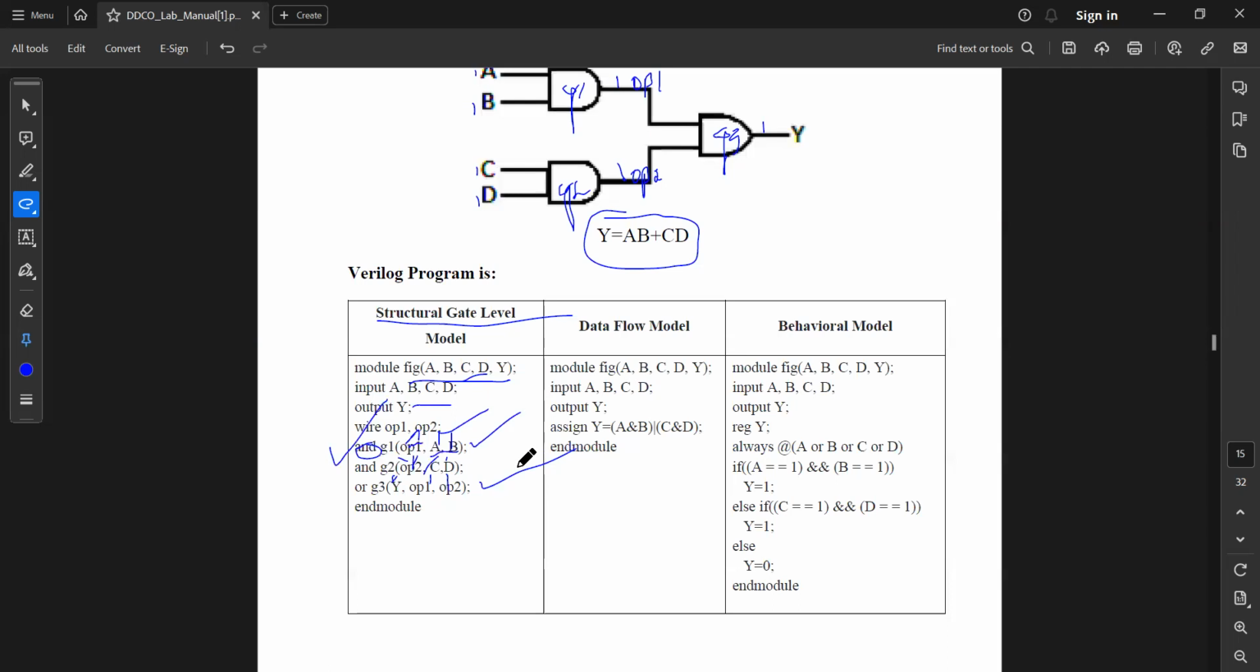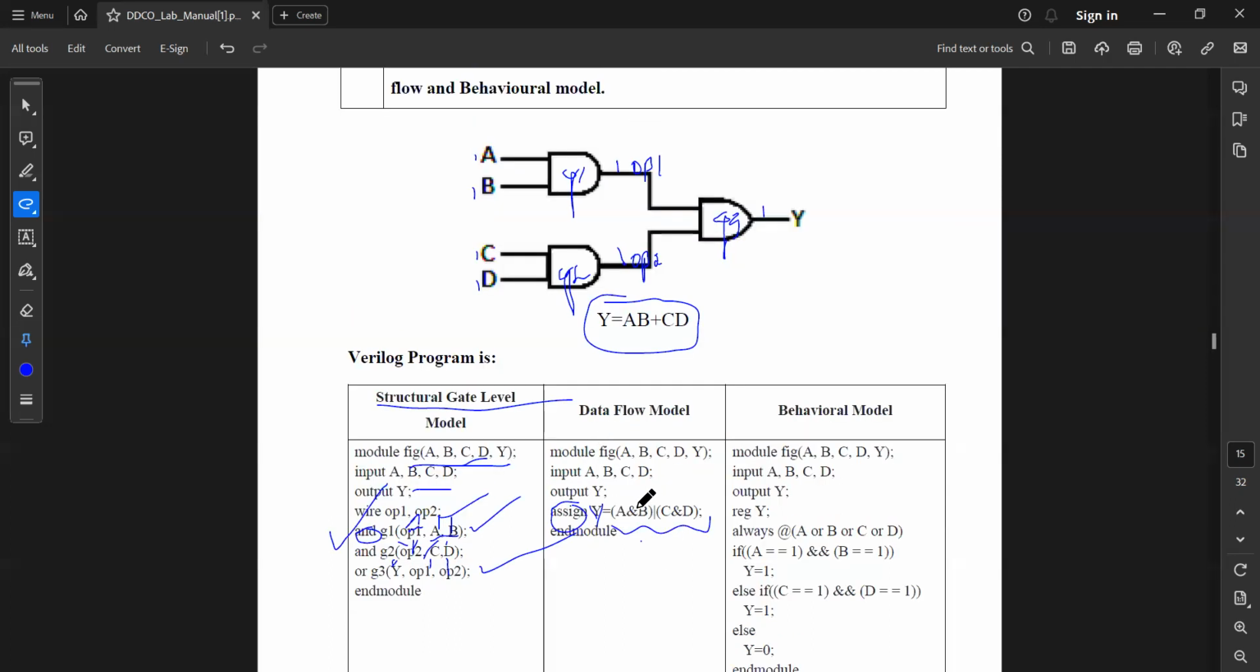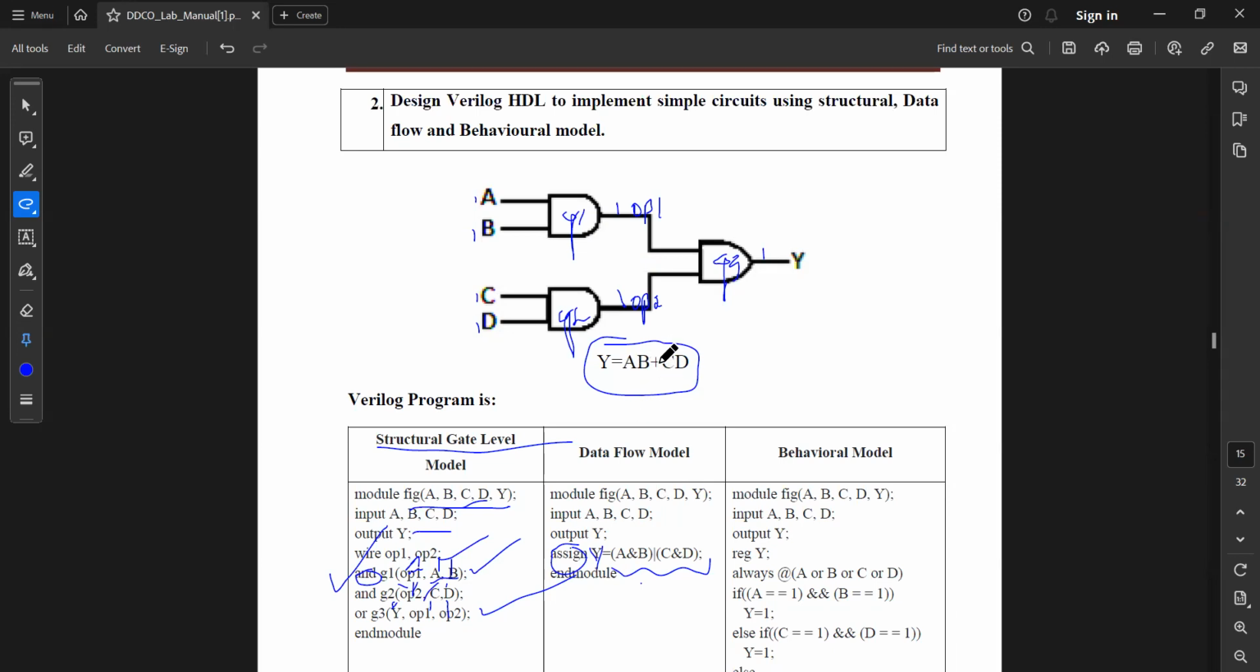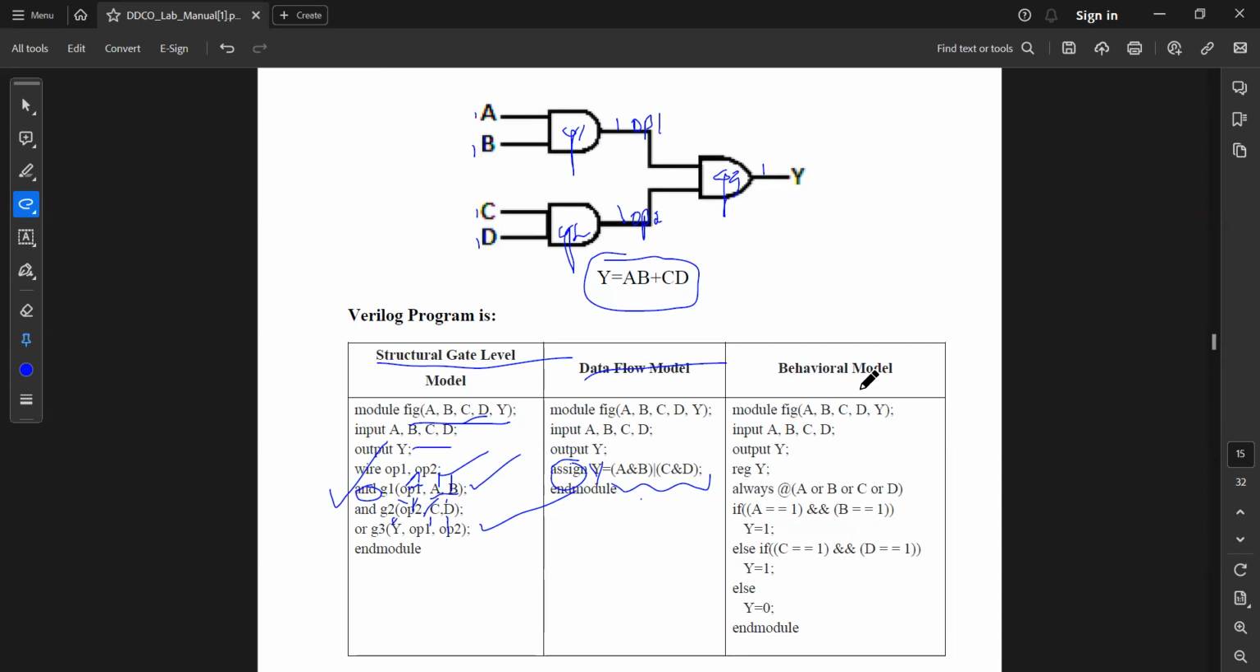Data flow is the easiest. You just need to mention the inputs and outputs first, same as structural gate level, and then use the assign keyword and write output is equal to the expression. See, this is an AND operation symbol and this is an OR operation symbol. That's it. A and B or C and D. Nothing else. This is the data flow model.